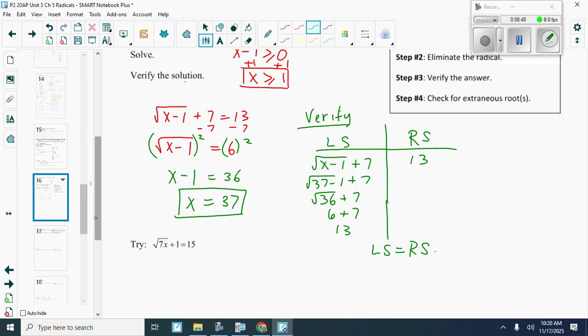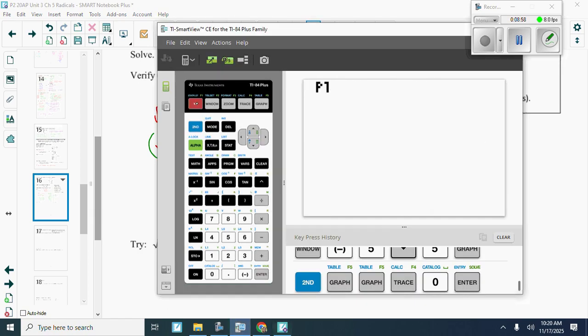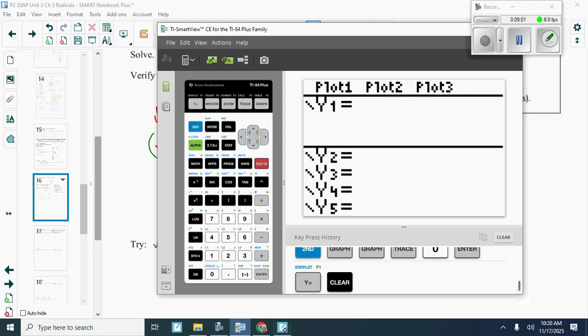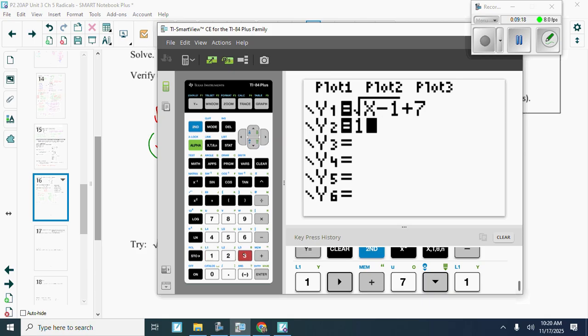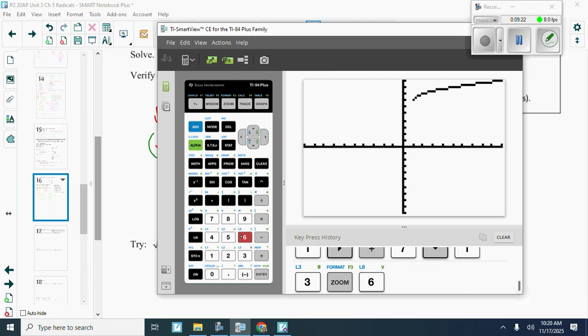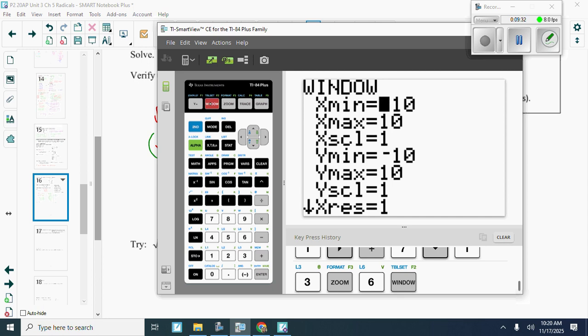Looking at the solution, if I have an answer of 37, I'm probably going to have to change the window settings in order to see that intersection. So pull out your calculator. We had the square root of x minus 1, plus 7, and then y2 equals 13. If you don't change your settings, you'd see something high off and to the right, and definitely no intersection. So we're going to have to change our window settings. Let's change this to 40.